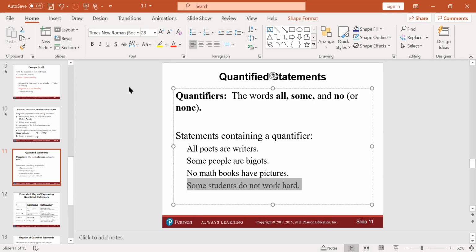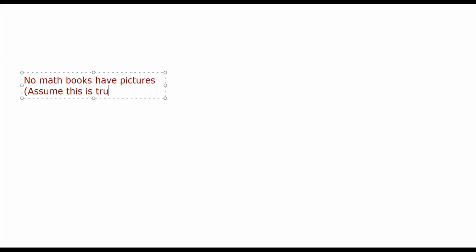But if you want to think of it as a picture, no math books pictures. Let's assume this is true for the moment, just for argument's sake. Then if I draw the two circles, I certainly couldn't put one circle inside the other. They should have nothing in common. I shouldn't draw the Venn diagrams overlapping because they should have nothing in common.